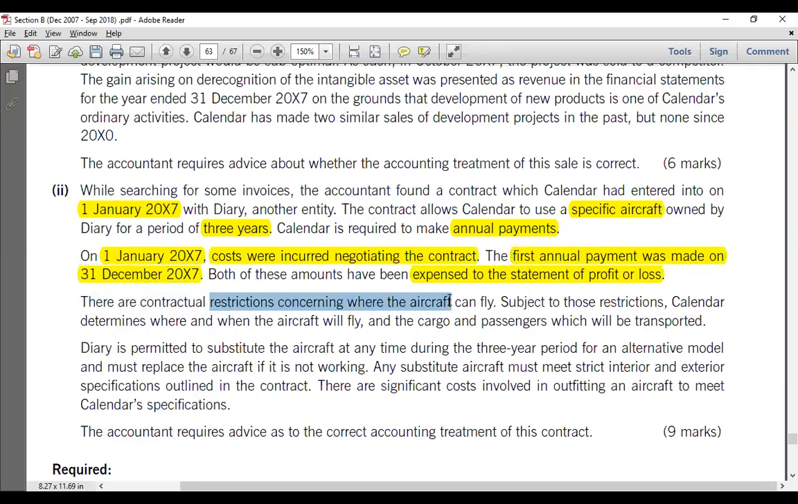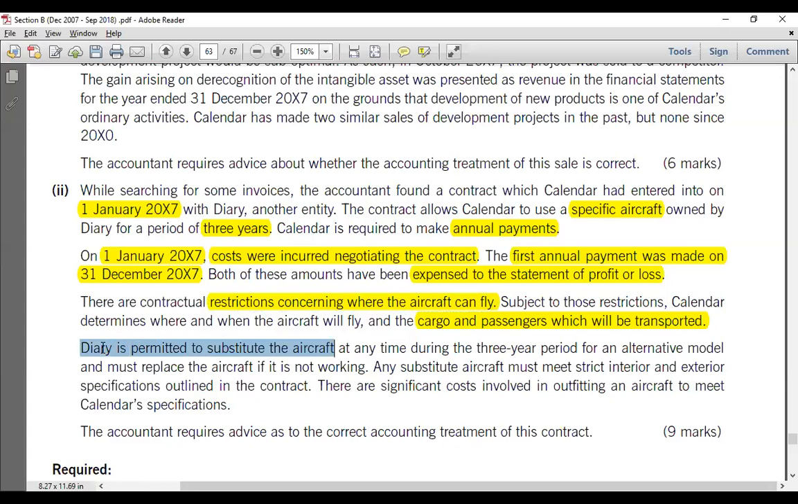There are contractual restrictions concerning where the aircraft can fly. So this means that the contract also applies conditions on us. Subject to those restrictions, Calendar determines where and when the aircraft will fly, and the cargo and passengers which will be transported. So there are certain restrictions, but we need to check whether those restrictions are affecting the use of Calendar or not. If they are affecting, then this contract is not a lease contract. And if they are not affecting, then we are going to say it's a lease contract.